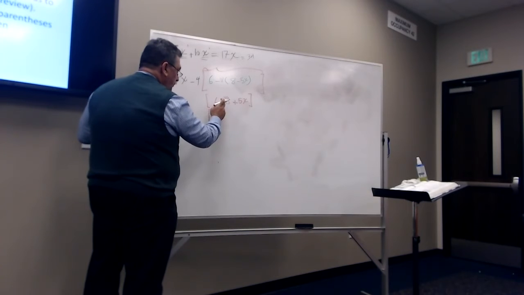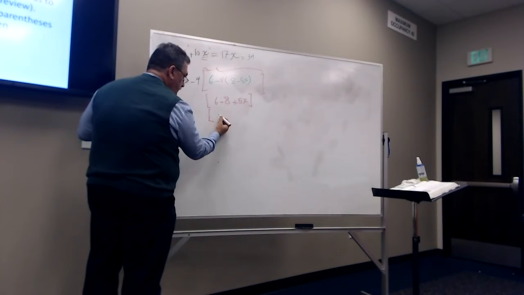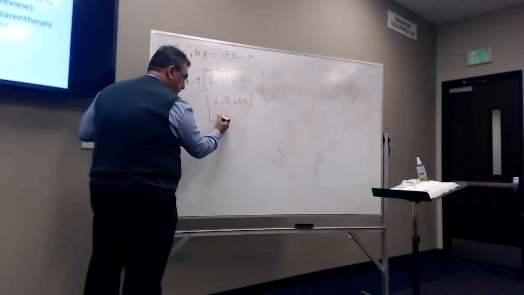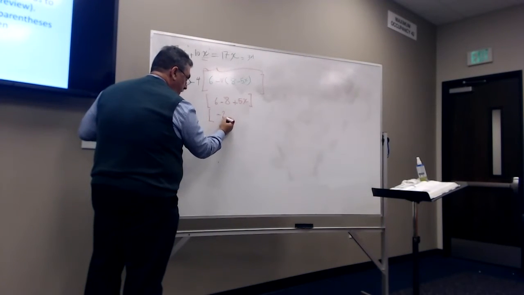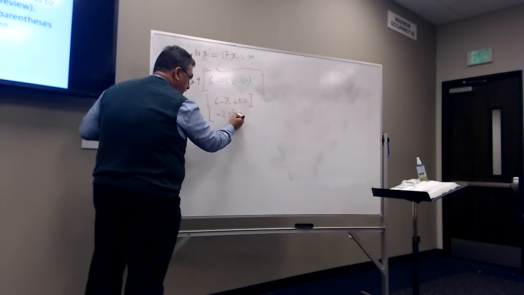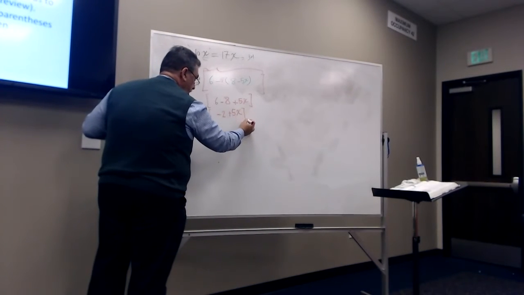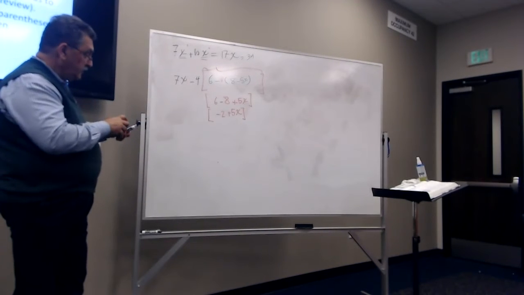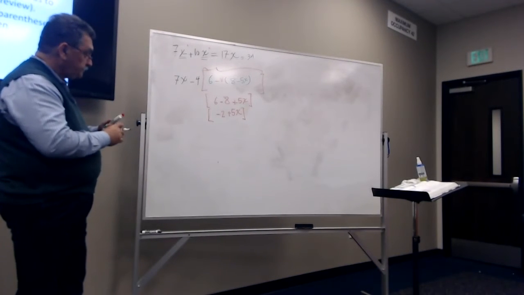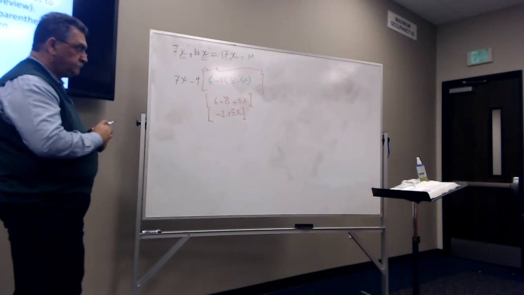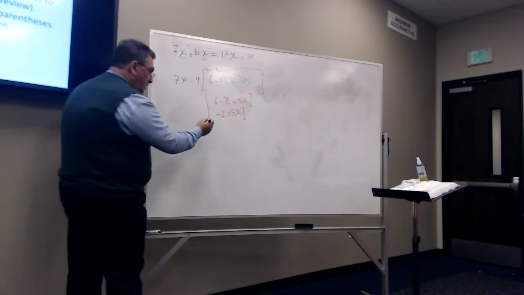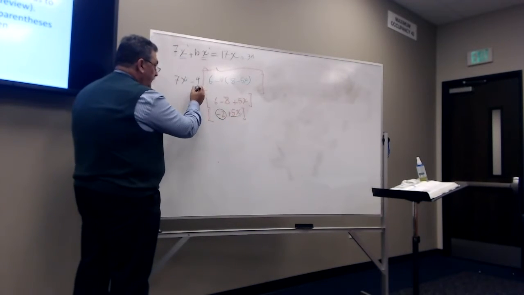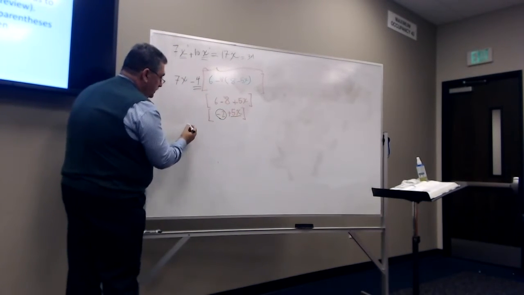So you have 6 minus 8, which is negative 2. Plus 5 is... That's it. That's all we can do, because they don't have the same length. This is a constant, and this is a variable. Now you have this here.